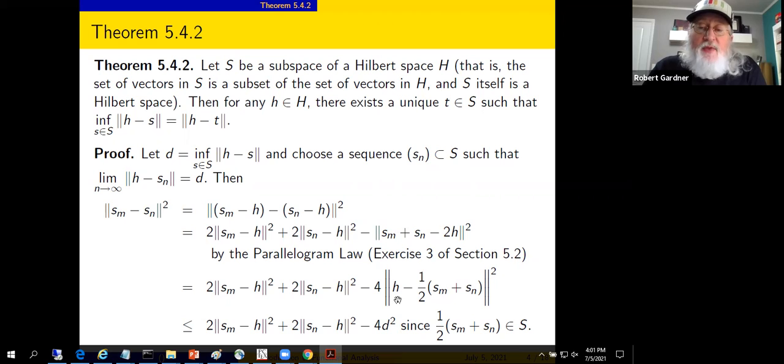Now, here we have the norm of h minus an element of S. Remember, S was a subspace. S sub n and S sub m are elements of S. So 1/2 S sub n plus S sub m, this is an element of S. And we've got something of the form norm of H minus an element of S. But the infimum of the norm of H minus an element of S is D. So whatever this is, it's greater than or equal to D. This is greater than or equal to the infimum up here, where we might replace S with this vector here. This is greater than or equal to D.